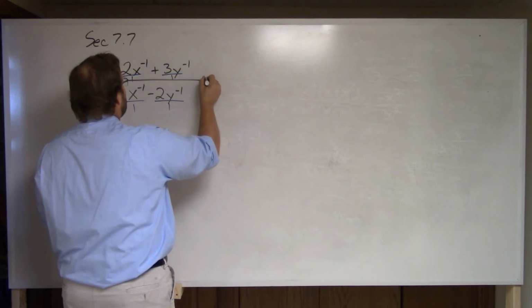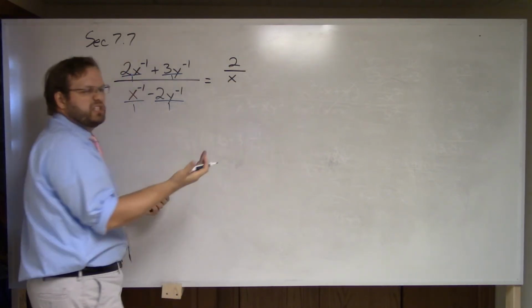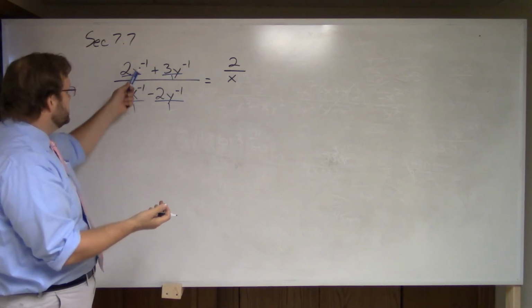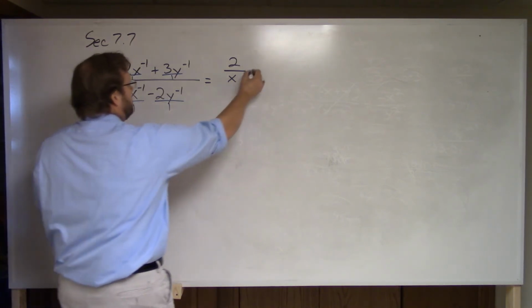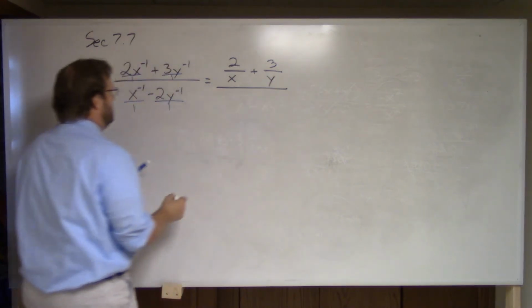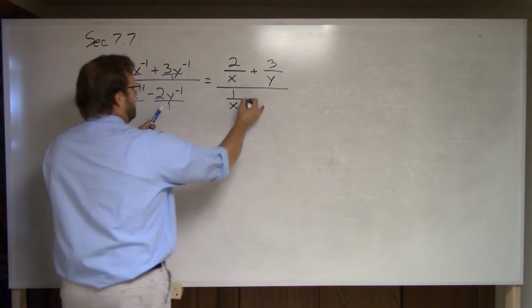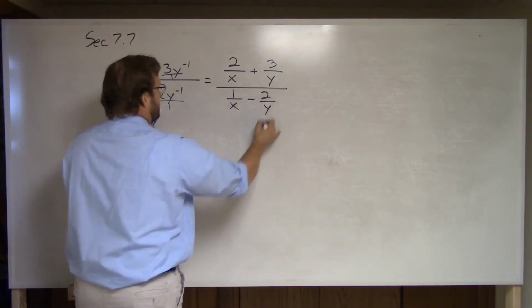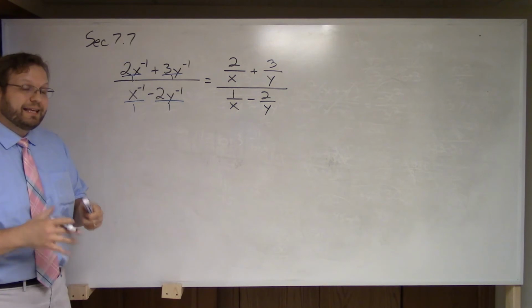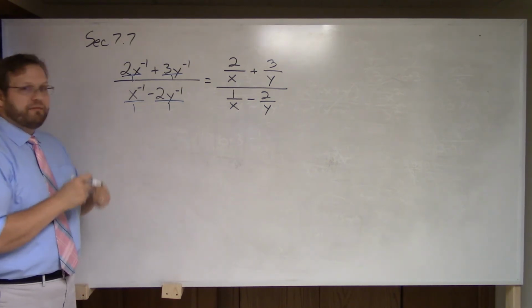So I'm going to rewrite this as a 2 over x. X to the first, but I would just write an x. So I just bring that x down. Plus 3 over y. Over here, 1 over x. Here, 2 over y. Just the thing that that exponent was attached to moves down. Now I have a complex fraction.